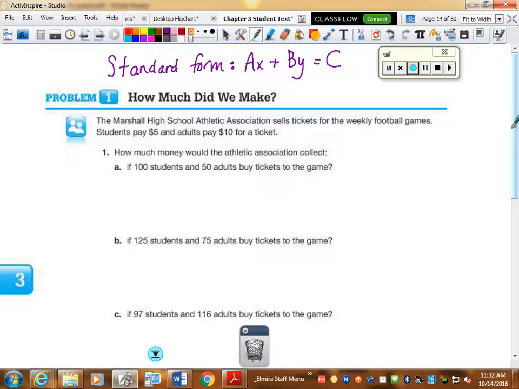The Marshall High School Athletic Association sells tickets for the weekly football game. Students pay $5 and adults pay $10 for a ticket. How much money would the Athletic Association collect? So if 100 students came, and students are $5, so that's times 5. And there are 50 adults and they pay $10. So that would be 500 plus, 50 times 10, that's 500. So that would be 1,000.